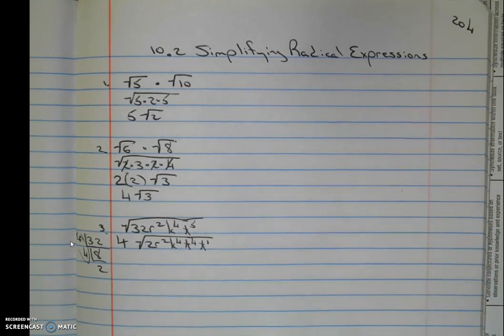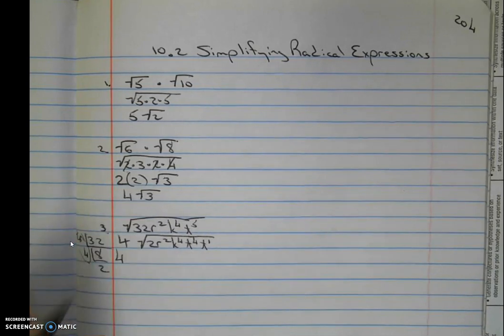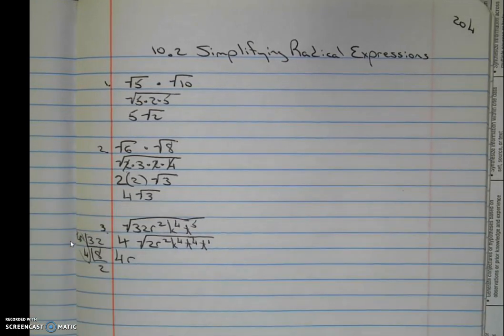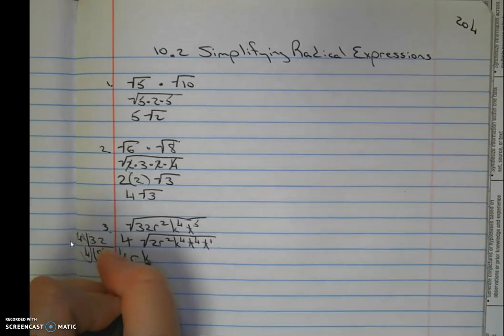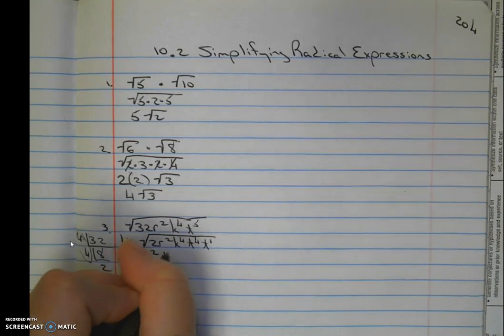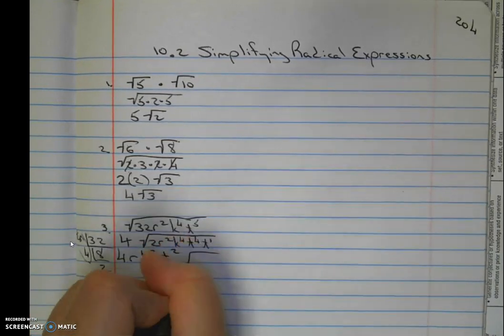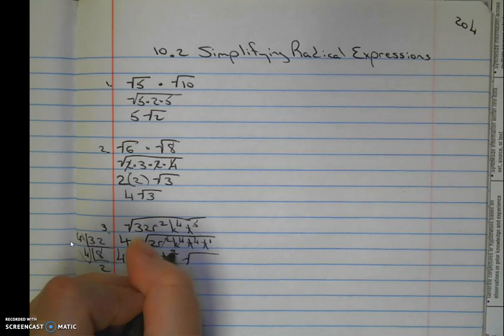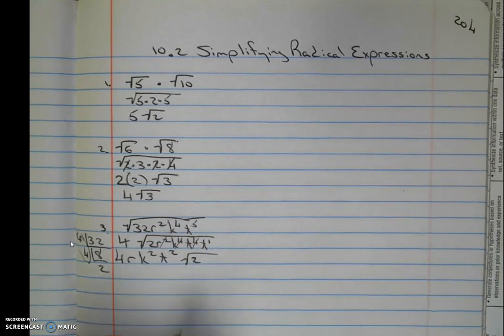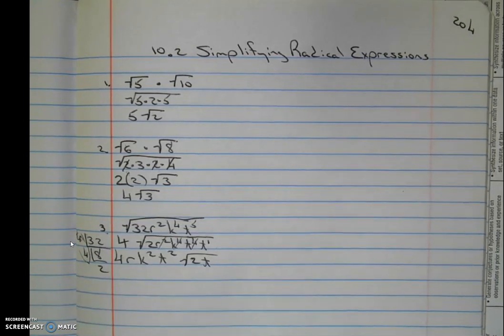So when we pull out what we still can, my 4 is outside still. Square root of r squared is equal to r. Square root of k to the 4th is equal to k squared. Square root of t to the 4th is equal to t squared. Then I've used my r, my k, my t. That square root of 2, remember, was stuck. And the square root of just this t to the 1st is a plain old t, and that's as far as we can go.